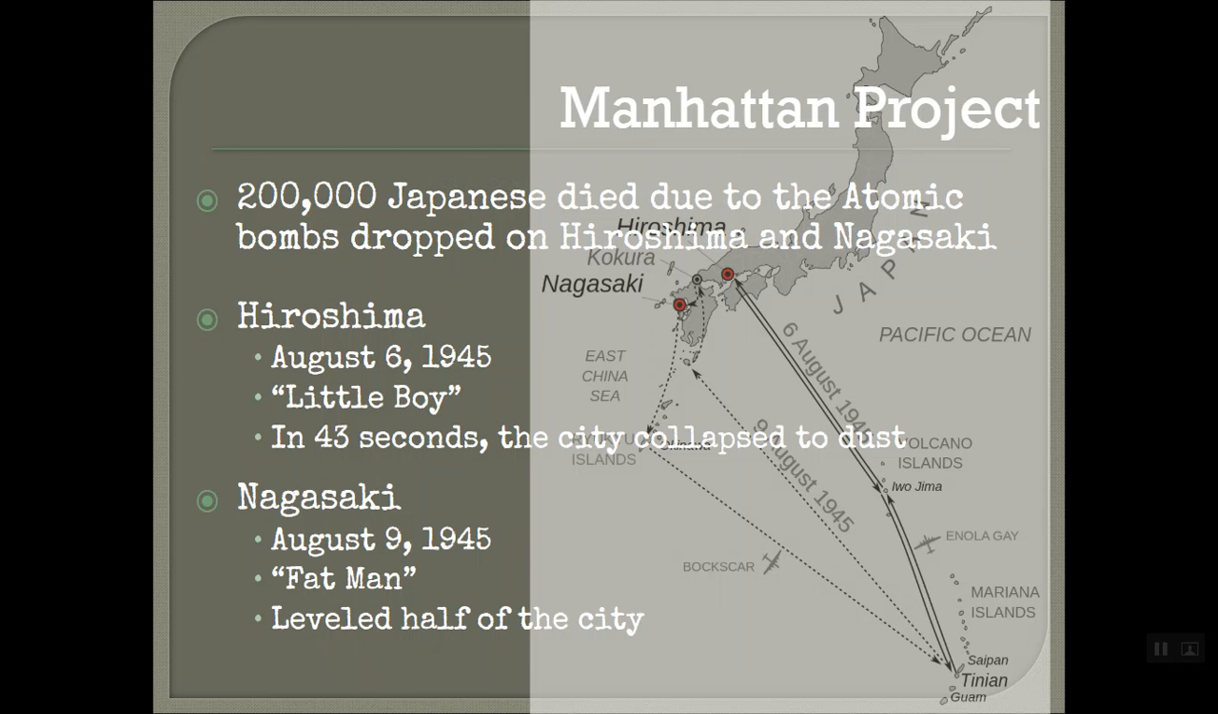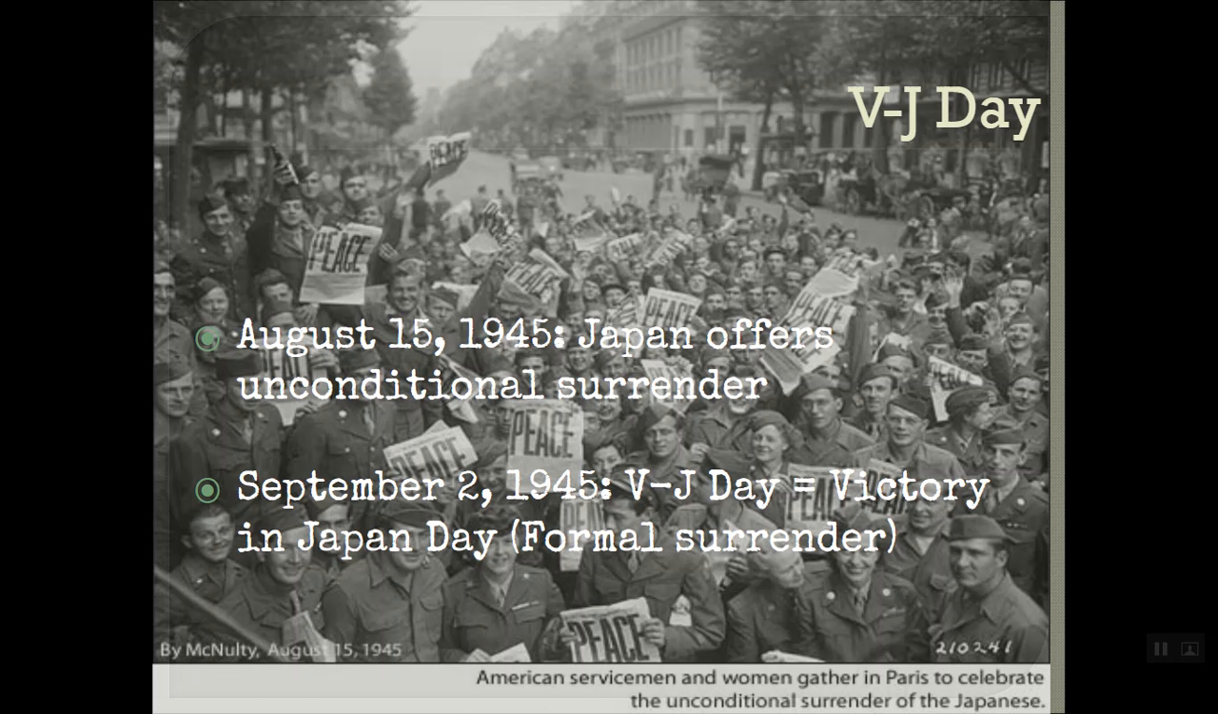3 days later, another atomic bomb was dropped, this time on the city of Nagasaki. And that's August 9th, 1945, leveling half of that city. In total, 200,000 Japanese died due to the atomic bombs dropped on those 2 cities. And that's when the Japanese did finally surrender. On August 15th, 1945, Japan offers unconditional surrender. And on September 2nd, VJ Day, which is Victory in Japan Day, was their formal surrender. The war was finally over.